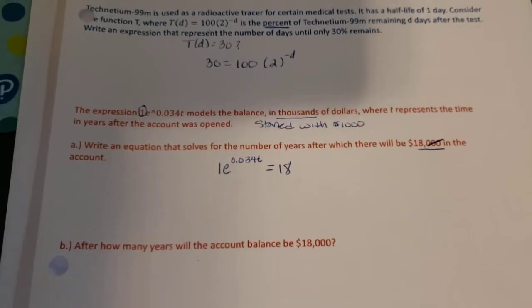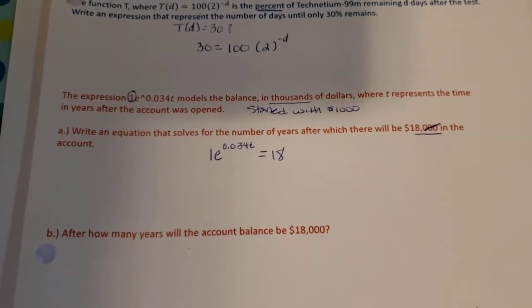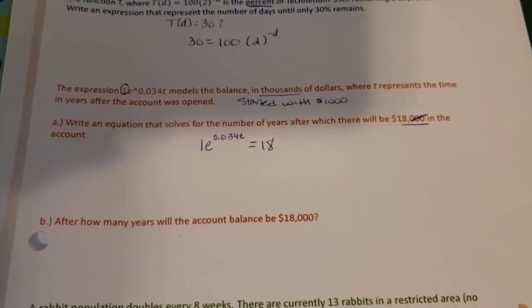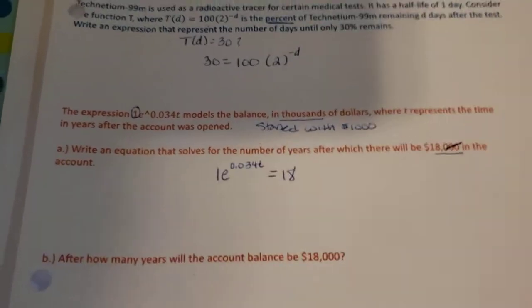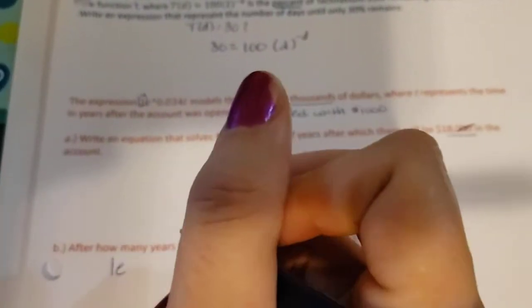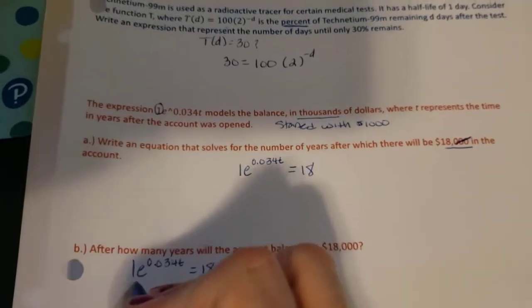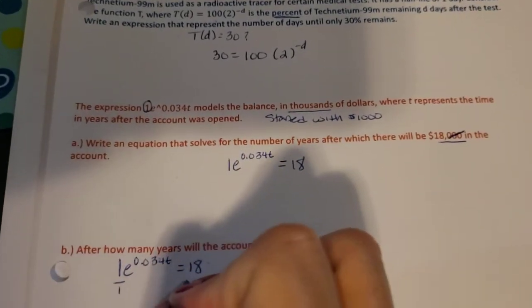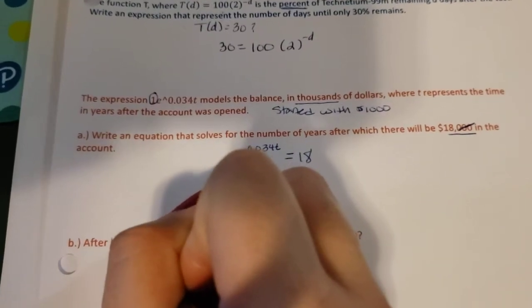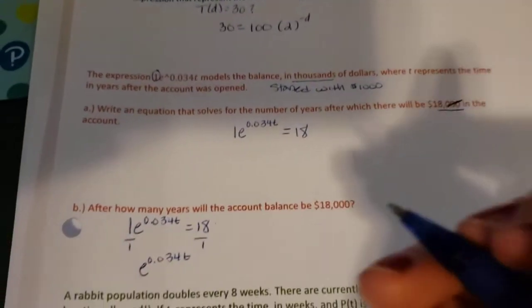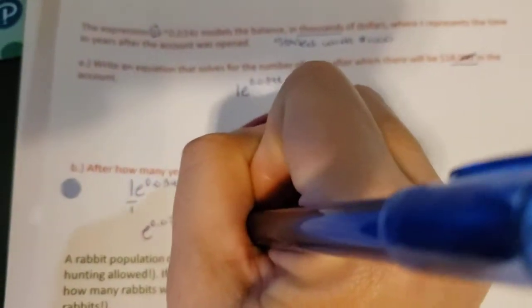Okay, so now we want to go on to part B. After how many years will the account balance be $18,000? So we've set up our equation here. We just want to solve it now. So 1e to the 0.034t power equals 18. The first thing I want to do is divide both sides by this 1 right here. And so I get e to the 0.034t power equals 18.